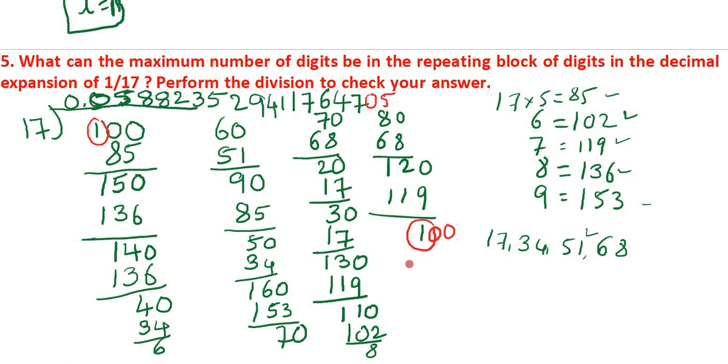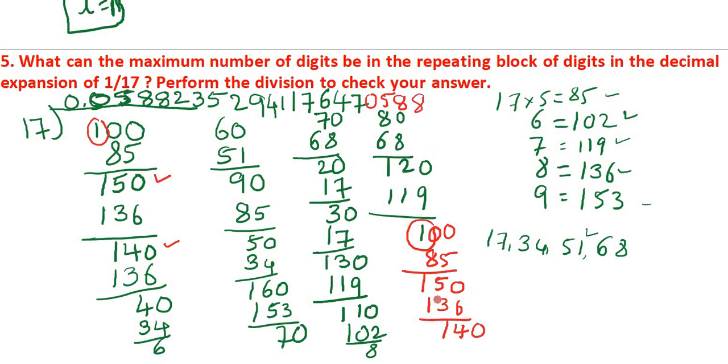17 5, okay, 85. Again we have 15. Again 0. Oh, same thing. This step is repeating now. 17 8 136. Okay. Now we have 14. This step is repeating now. Again 0. Again 17. How many times?